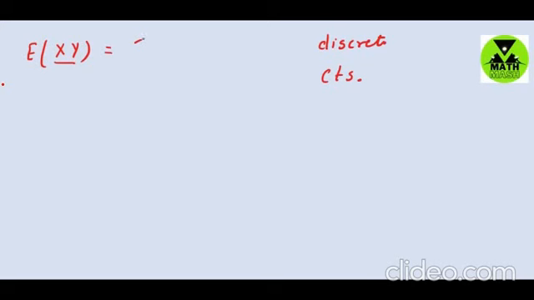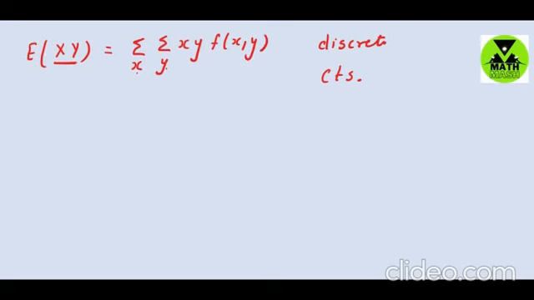Here we have two random variables, so summation over x, summation over y. Instead of one, this time we have two random variables, so summation over x, summation over y. Whatever is written here is xy, so write xy. And since we have two random variables, we'll have to take the joint distribution function of x and y. So this becomes f of x comma y.